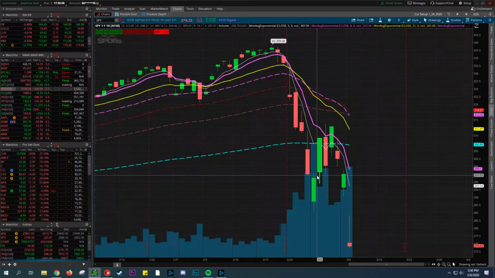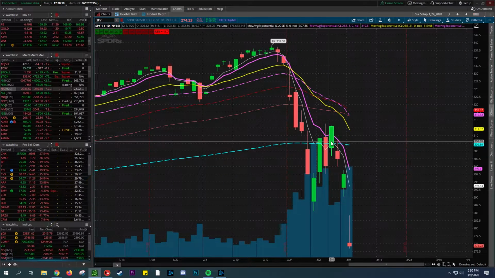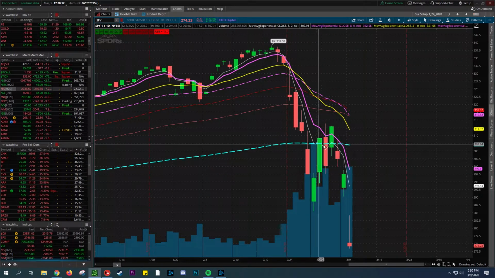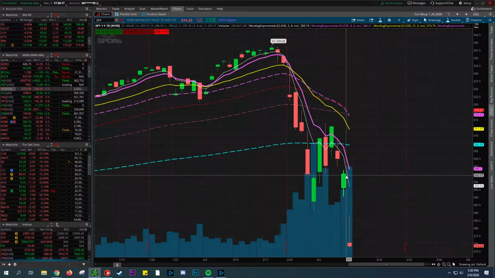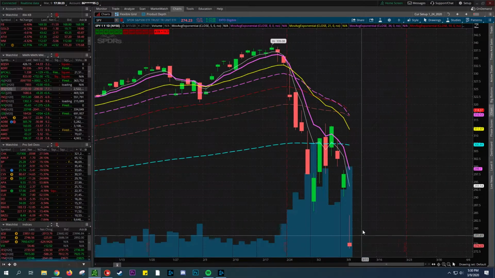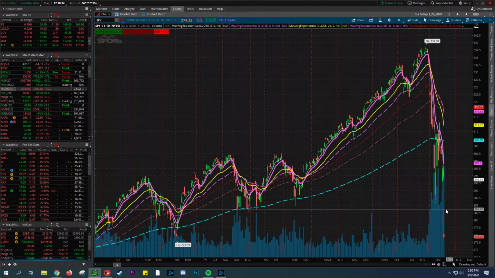Had a nice rebound. It came up to the 200 exponential moving average, traded in and around this, and then continued on and spiraled down, opening up today with a huge gap down and closing extremely low at $274.23 on the SPY. So $274. That is a significant amount.